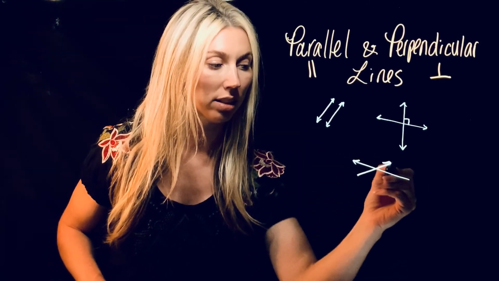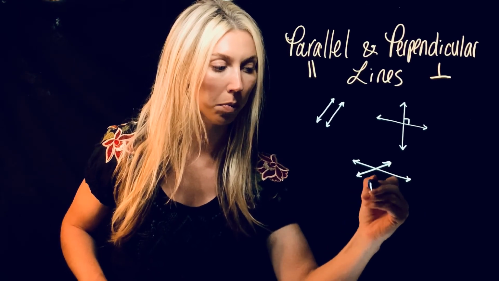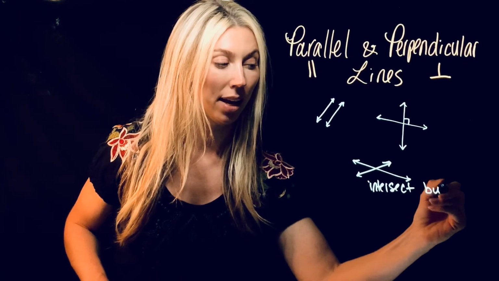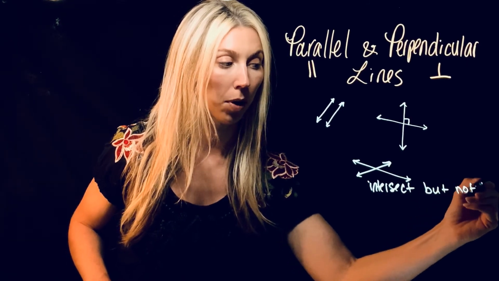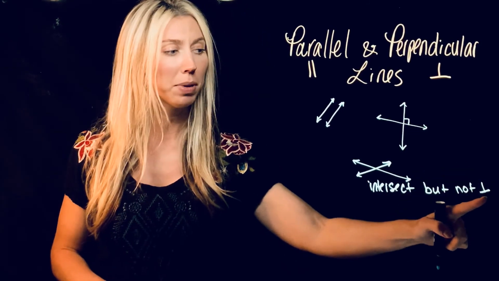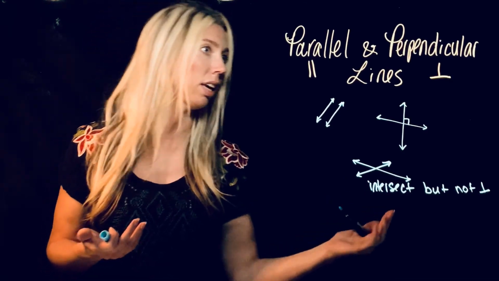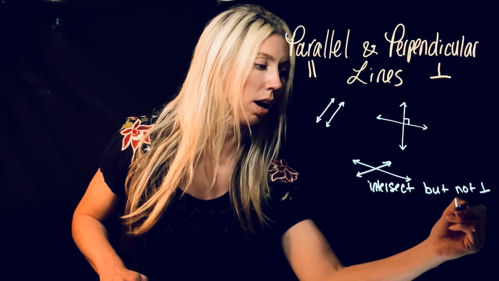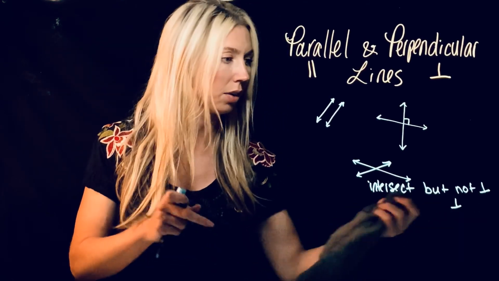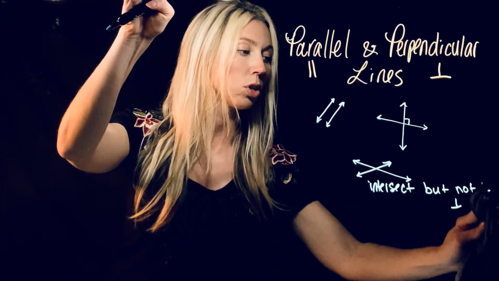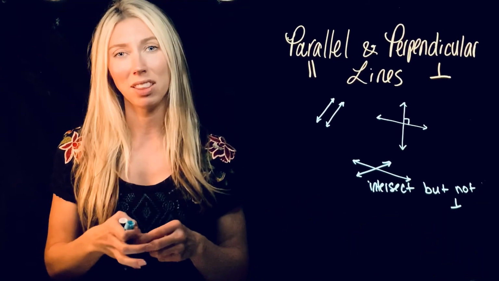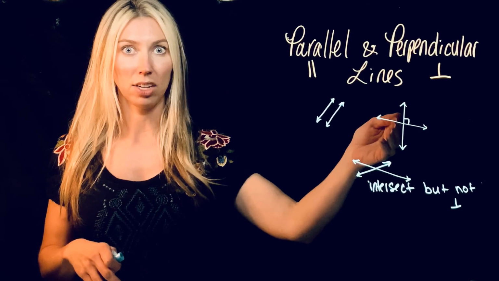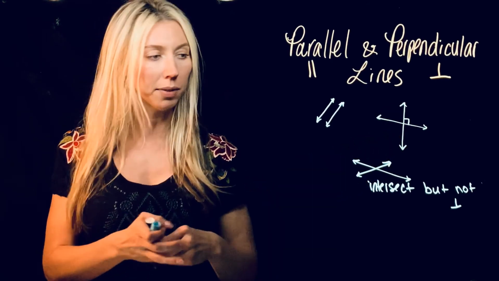So these lines intersect, but they're not perpendicular. So that's the symbol for perpendicular. I mean, perpendicular is obviously kind of a long word. Oh, let me make sure you can see that. Not perpendicular. I don't know if you can see that over there. So make sure you understand the difference. Don't just assume that because they intersect they are perpendicular.